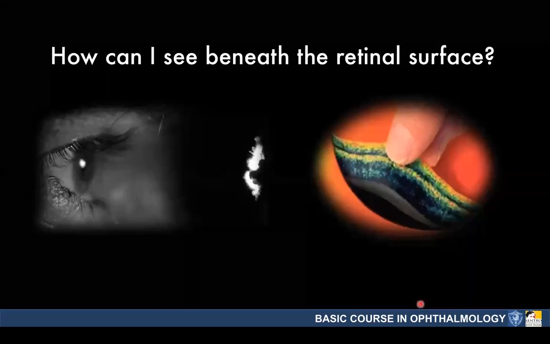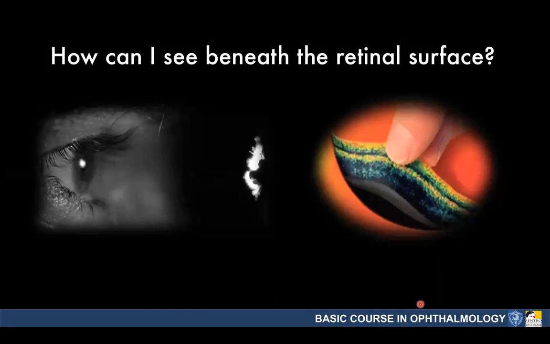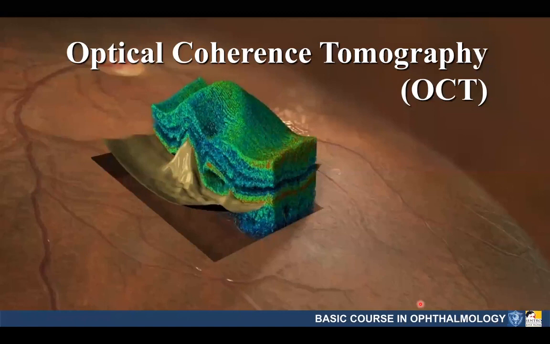Now, how can one see beneath the retinal surface? We have discussed modalities for you to see the retina on its surface. But is it possible to see beneath the retinal surface? Here we discuss optical coherence tomography or OCT.